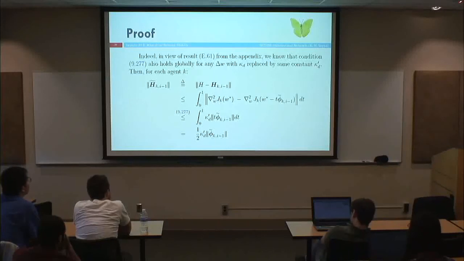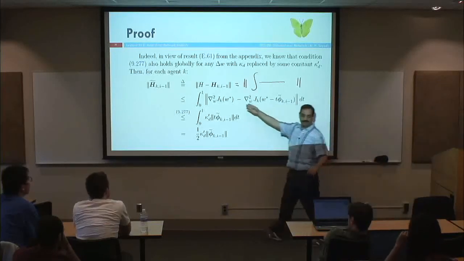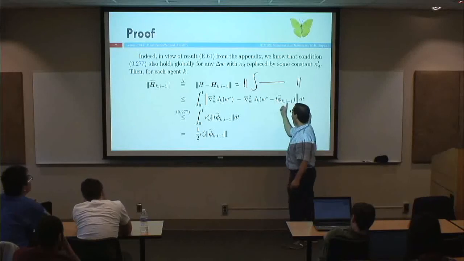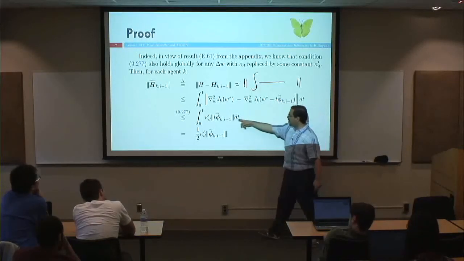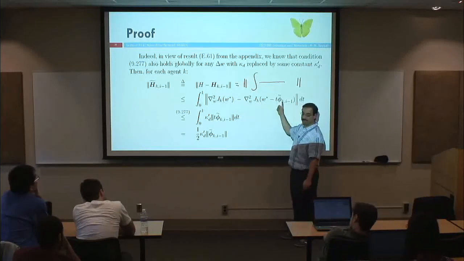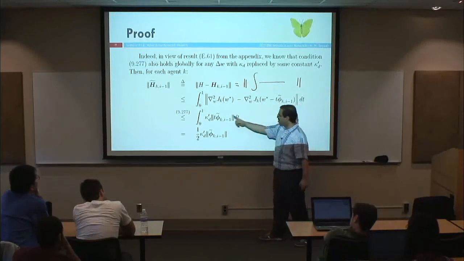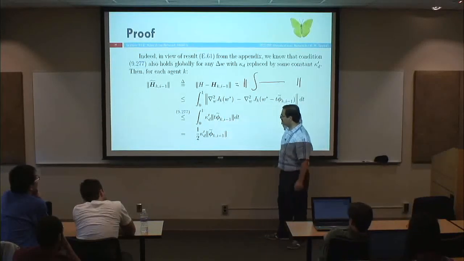Because this is equal to the norm of the integral, right? The integral of this constant is itself. But from the assumed smoothness condition, this is bounded by the difference, correct? Here it is, bounded by the difference. Okay?